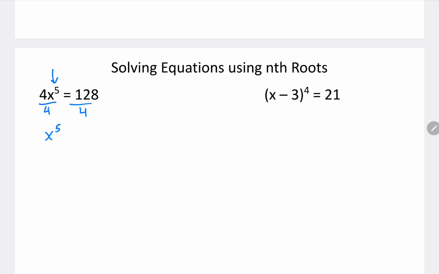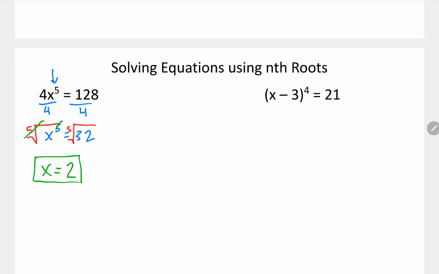So then we have x to the fifth equals 32. Then we need to get rid of that fifth power. Well, to get rid of a fifth power, we are going to take the fifth root of both sides. Because what happens is the fifth power cancels out with the fifth root, and we're just left with x. So x equals the fifth root of 32, or what number can you multiply by itself 5 times to get 32? And that answer is 2. So our answer is x equals 2.